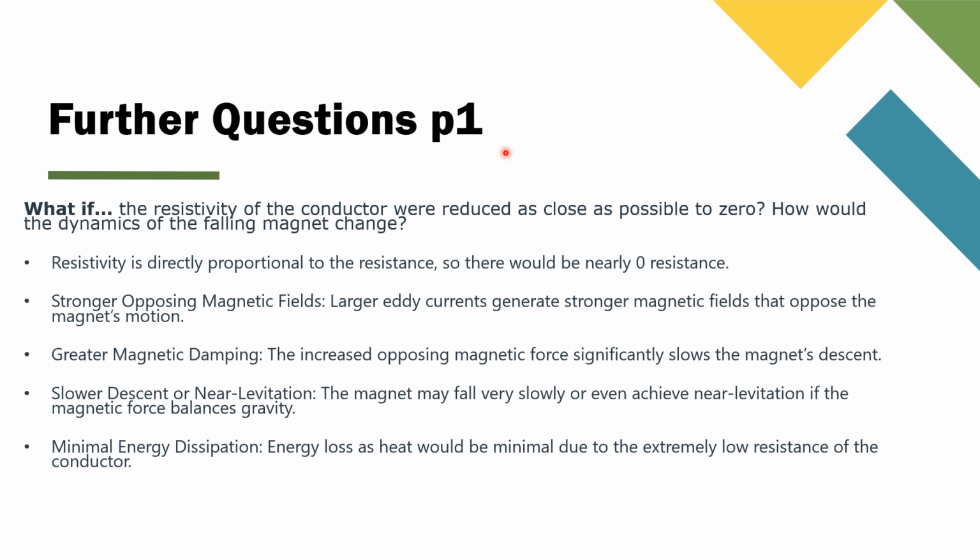And slower descent or near levitation: the magnet may fall very slowly or even achieve near levitation if the magnetic force balances gravity. And there would be minimal energy dissipation. Energy loss as heat would be minimal due to the extremely low resistance of the conductor.